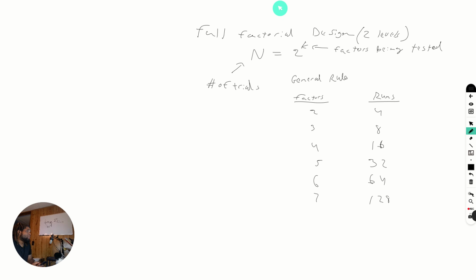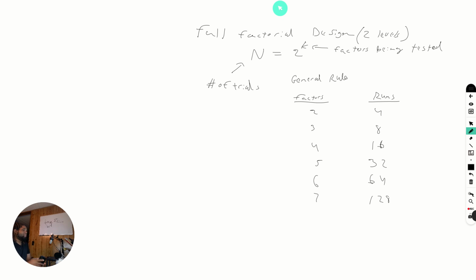So the general rule is laid out here, and you can see these combinations. If you have 2 factors, you do 4 runs, or 4 tests, or 4 trials. If you have 3 factors, you do 8 runs, 8 trials. If you do 4 factors, you have 16 runs, 16 trials. If you do 5 factors, you have 32 runs. If you do 6, you have 64, and 7, 128.